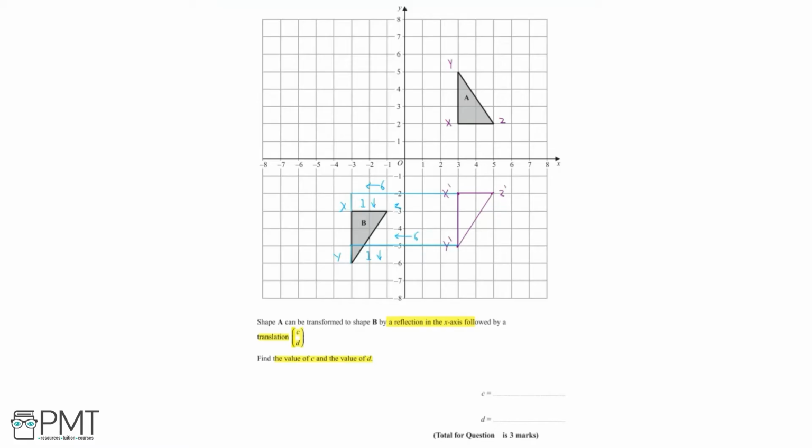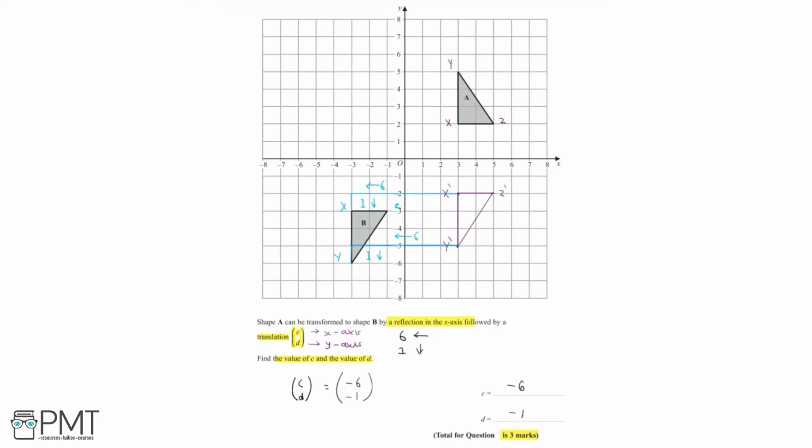Now we need to write this in the form of a vector. Well, in this vector, C represents the x-axis translation, and D represents the y-axis translation. On the x-axis, we're moving 6 spaces to the left, and on the y-axis, we're moving 1 space down. Now in vector form, 6 spaces to the left is equal to -6, and 1 space down is equal to -1. And so we've found that the vector CD is equal to -6, -1, which we've written down in the space provided. Now this question is worth 3 marks.